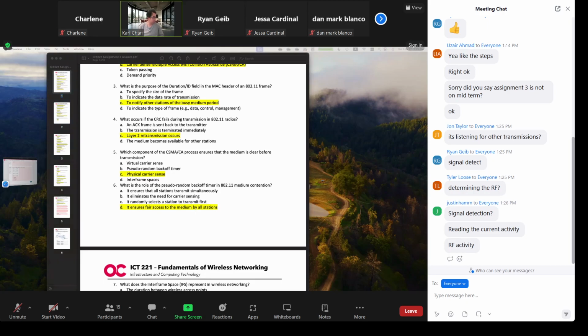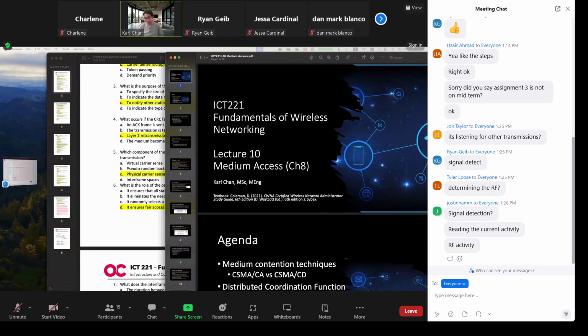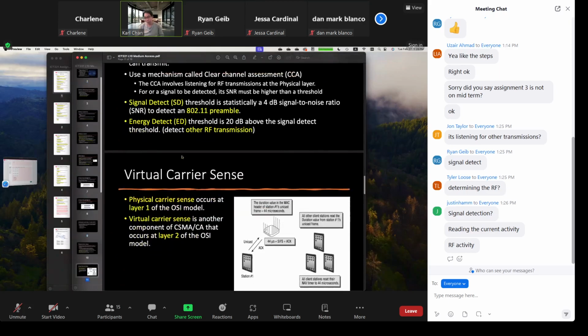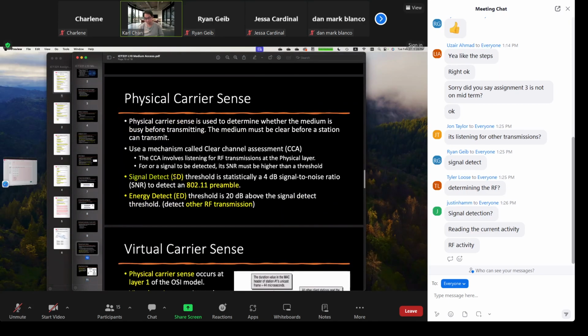You should be very careful with this term, as 802.11 is RF activity. But it has two stages. I can show you the slides here. We have two stages. The signal detect, which detects the 802.11 frame, so this signal detect is dedicated to 802.11. And it has another level which is called energy detect.